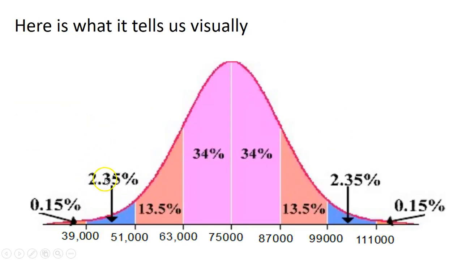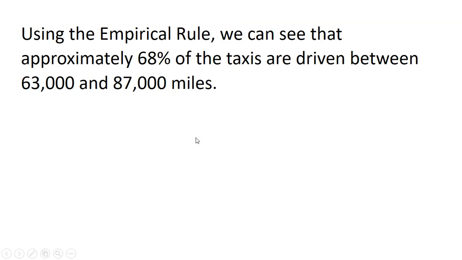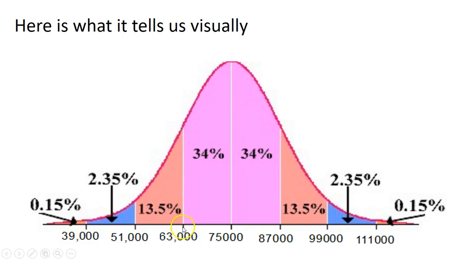Now that I have a visual aid, I can see what each section is and what's going on. Using the empirical rule, we can see that approximately 68% of the taxis are driven between 63,000 and 87,000 miles. Between here and here, 68% of all taxis are driven. 95% of all taxis are driven between 51,000 and 99,000 miles. That's within two standard deviations.